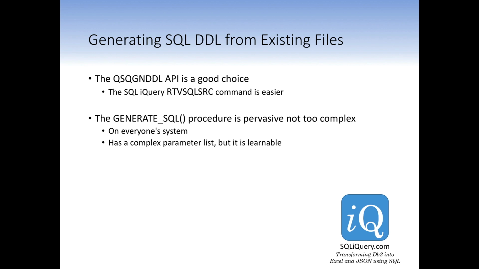Now, the API is a good choice if you want to write your own little setup and do your own little conversion, or use the Retrieve SQL Source command that comes with SQL iQuery. The Generate SQL procedure, however, is pervasive. It's on everybody's system. While it does have a complex parameter list, it's easier to learn than the API, and it's not that complex. It's just a little different.